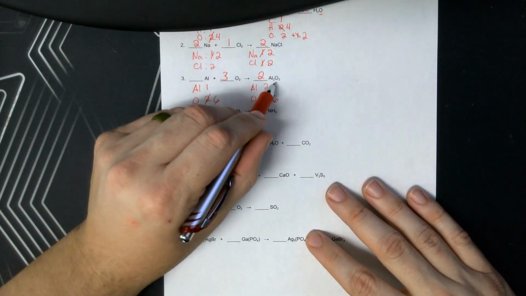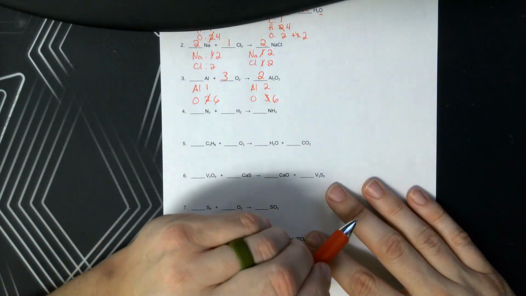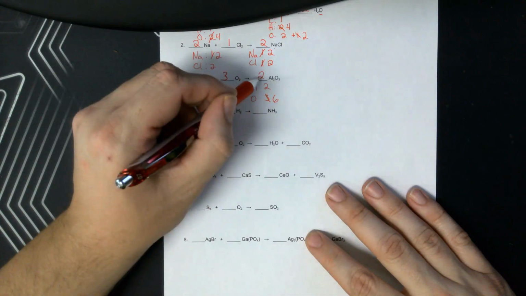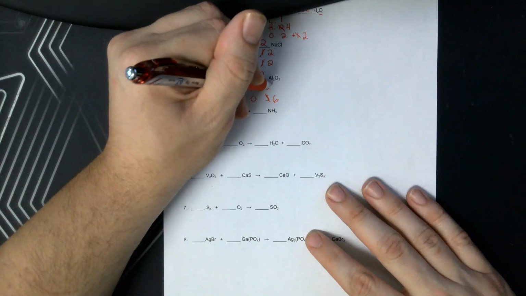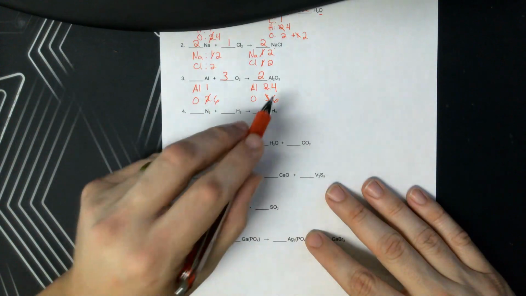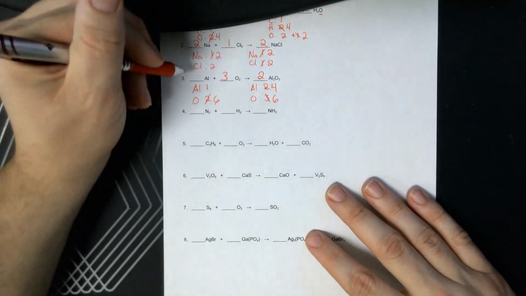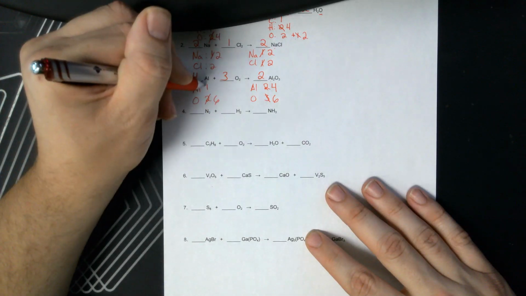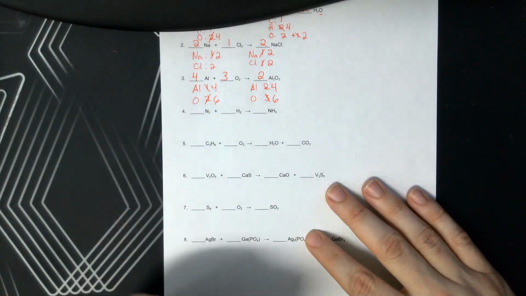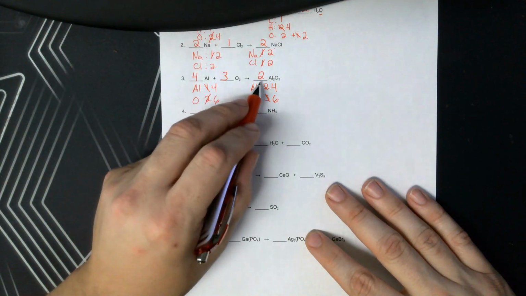But because I wrote this, I remember, oh, I have aluminum as well. So 2 times 2 is 4. I have 4 here, I have 1 here, and I know that 4 times 1 is 4. So I have 4, 3, 2.